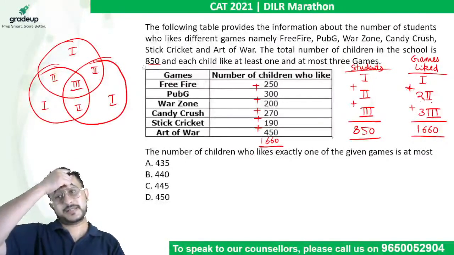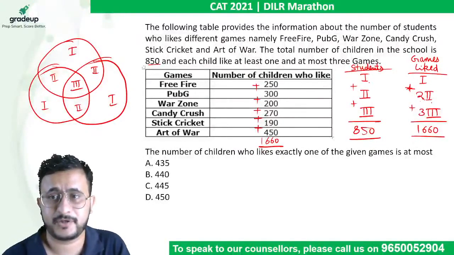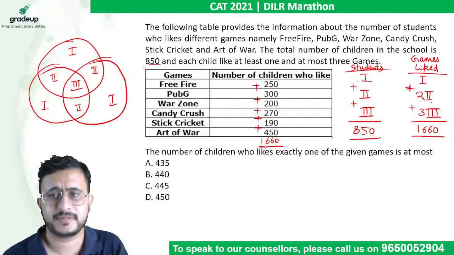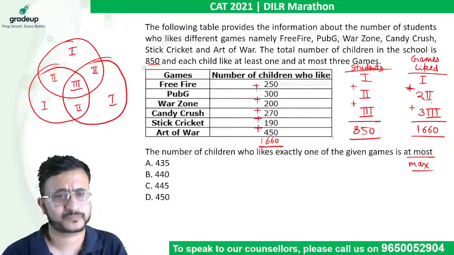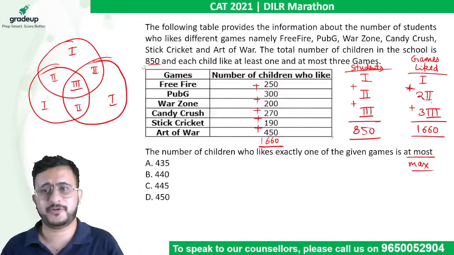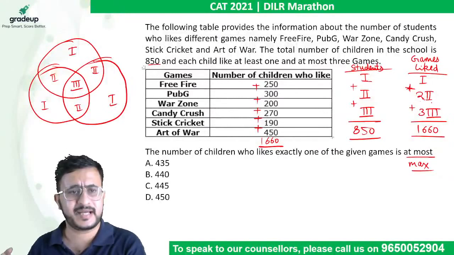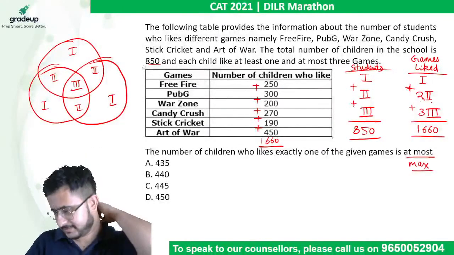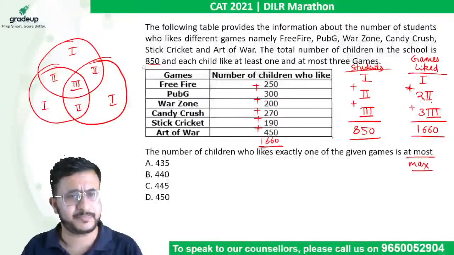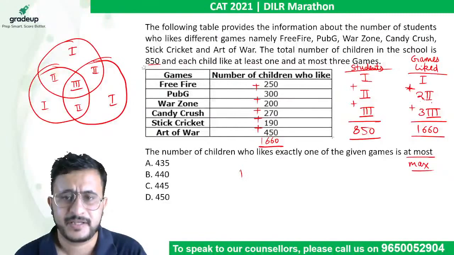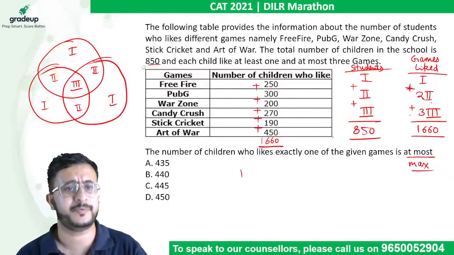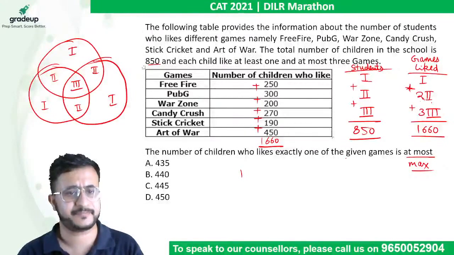Now see what we do. Now see the number of people who like one game. We have to find the maximum number of people who like exactly one of the games, right? At most means maximum. Okay, now we have to maximize the number of people who like exactly one game, right? So now see this. If more people like 3 games, the count will rise very high, right?